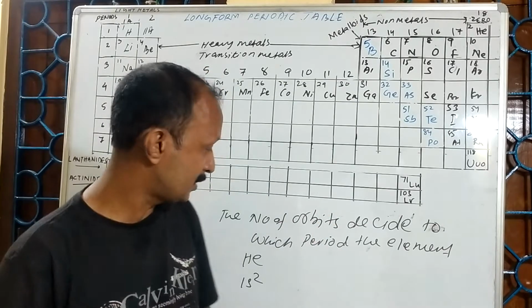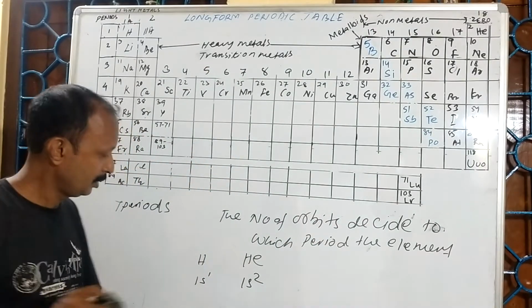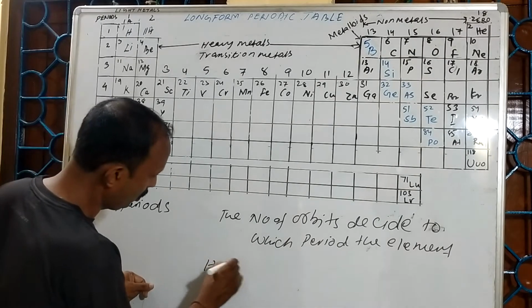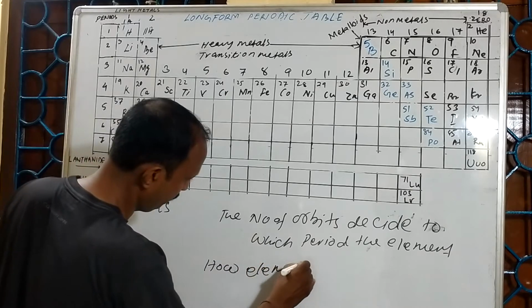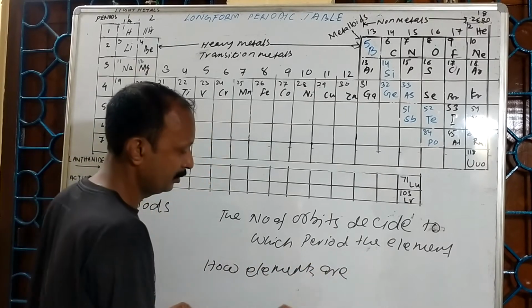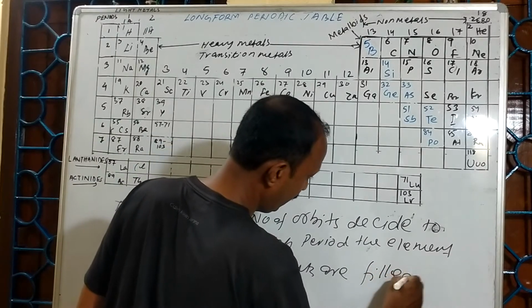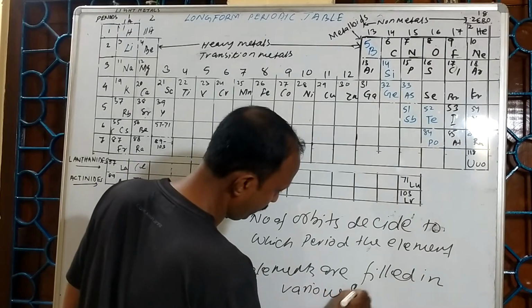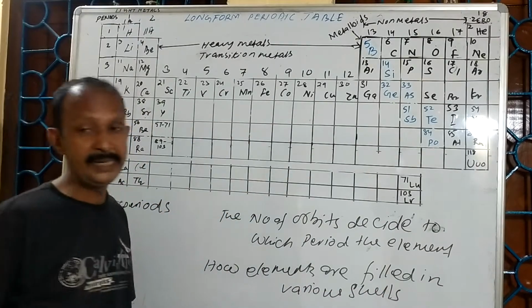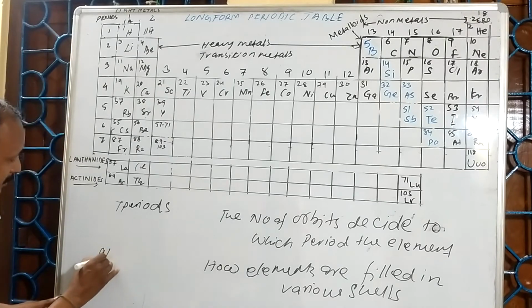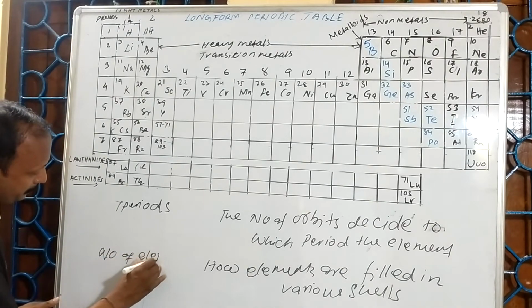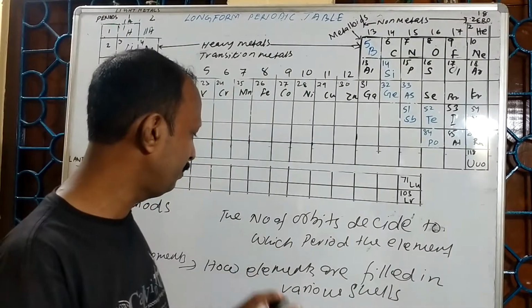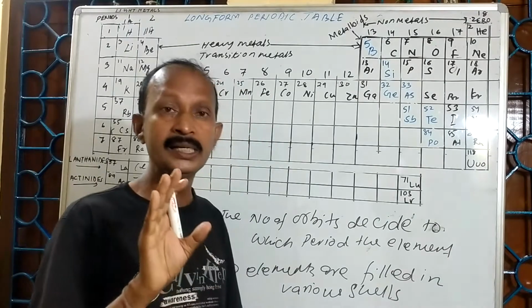are filled in various cells. How electrons are filled in various cells will decide the number of elements.